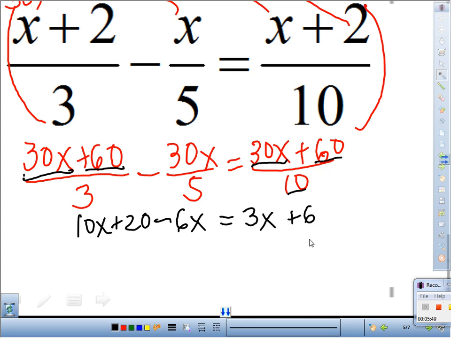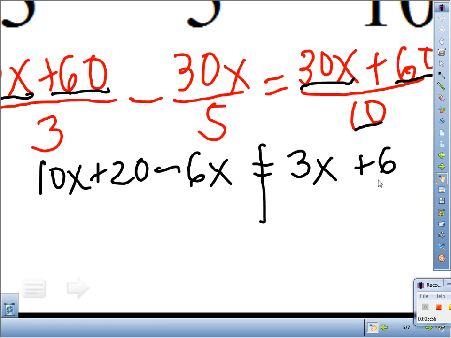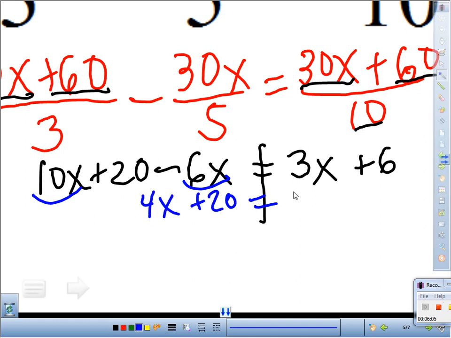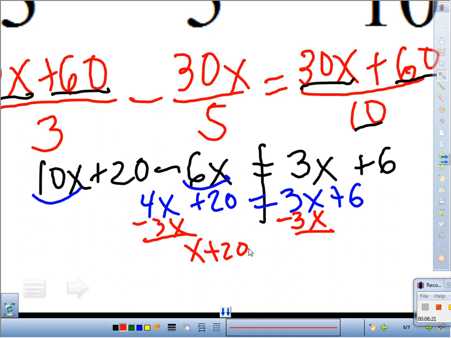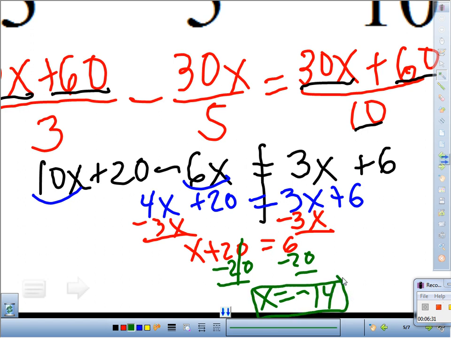And do we know how to solve this? Yes. Let me zoom in a little bit more. So from there, combine like terms, is that correct? That becomes 4x plus 20 equals 3x plus 6. From there, we need to get all variables to one side, isolate. Minus 3x minus 3x. We're left with x plus 20 equals 6. And then from there, minus 20 minus 20, x equals negative 14. Hands, if you got that?